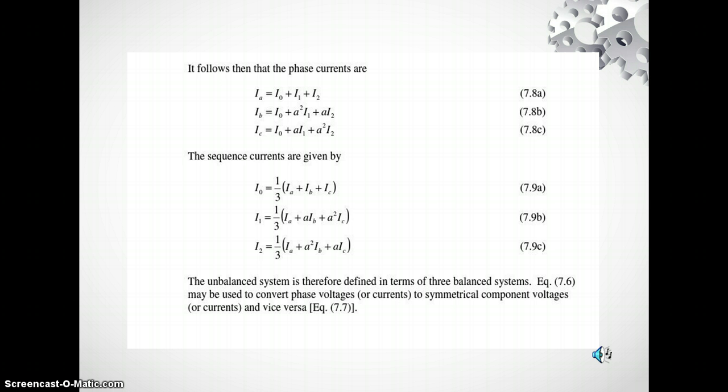The sequence currents are given by I0 equal to 1 by 3 of IA plus IB plus IC and I1 equal to 1 by 3 of IA plus A IB plus A square IC and I2 equal to 1 by 3 of IA plus A square IB plus A IC. The unbalanced system is therefore defined in terms of three balanced systems. Equation 7.6 may be used to convert phase voltages or currents to symmetrical component voltages or currents and vice versa as shown in equation 7.7.